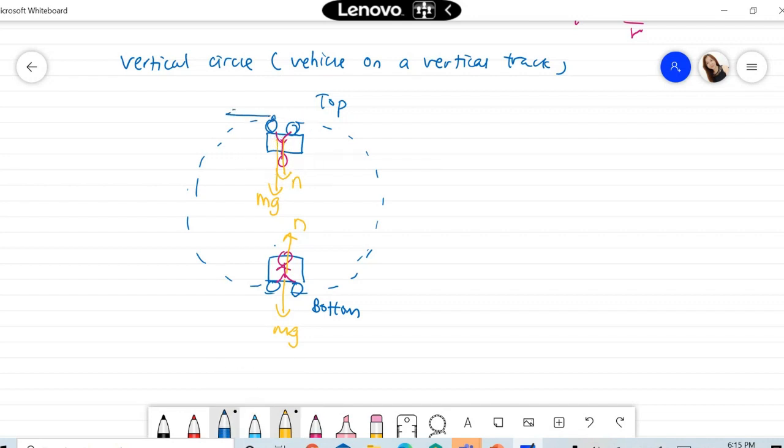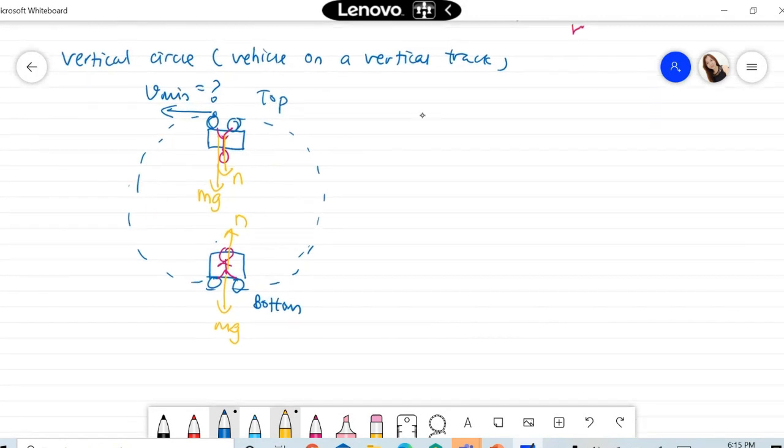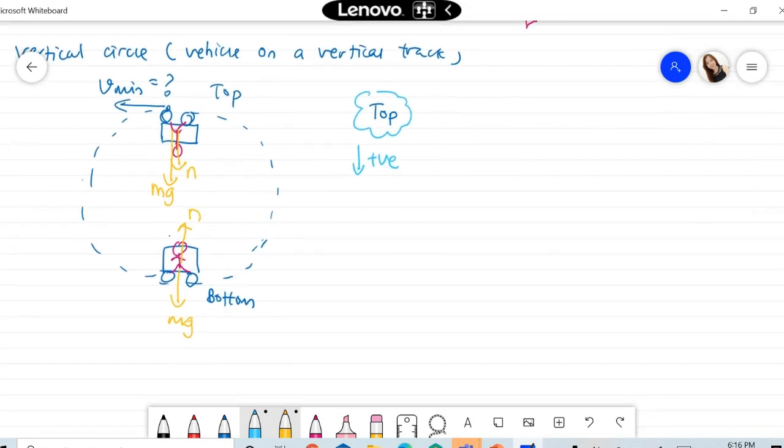So on the top here, a minimum speed must be applied. Okay, what is this minimum speed? So now we look at the free body diagram on top. N and mg are pointed downward. The centripetal acceleration is towards the center. So towards the center means going downward. So we assume that pointed downward is positive.